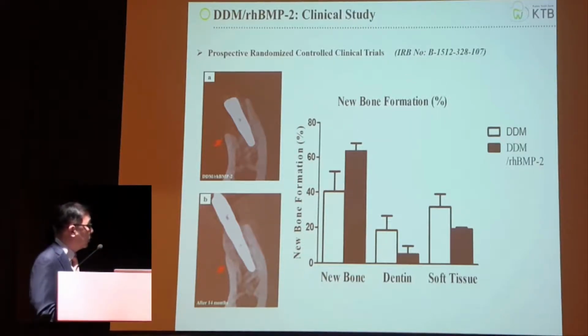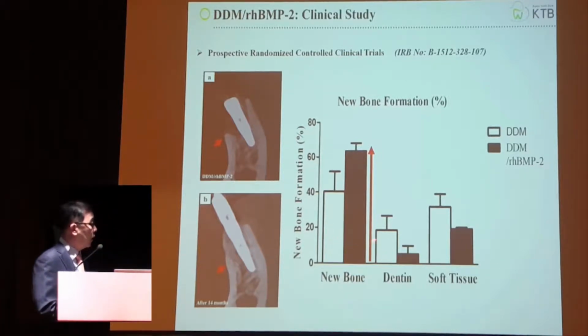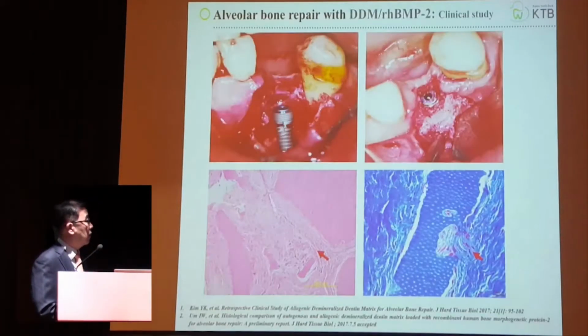alveolar bones. So in the histomorphometry, as the new bone formation increased, residual dentin decreased remarkably compared with the DDM itself.